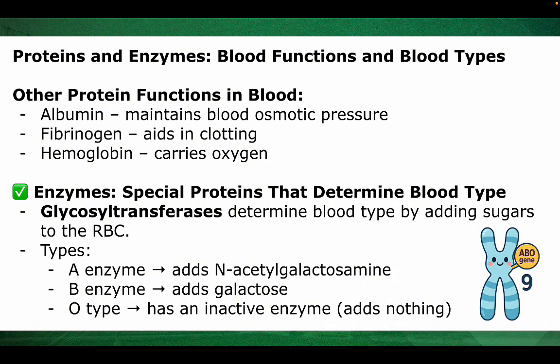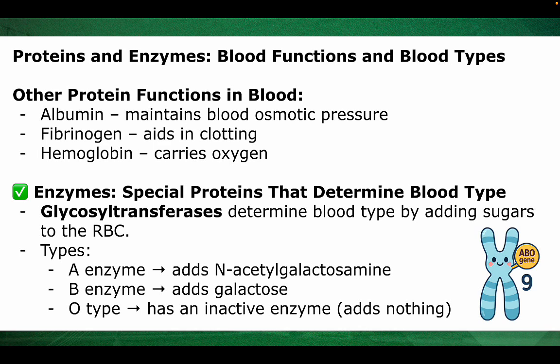Your blood type is partly determined by enzymes in your cells called glycosyltransferases. These enzymes add specific chains, or oligosaccharides, to the surface of your red blood cell. For example, the A enzyme adds N-acetylgalactosamine. The B enzyme adds galactose. So if you're O, you don't have an active enzyme, so your blood cells lack these extra sugars. This is why the surface of your red blood cell acts like a name tag for your blood type.